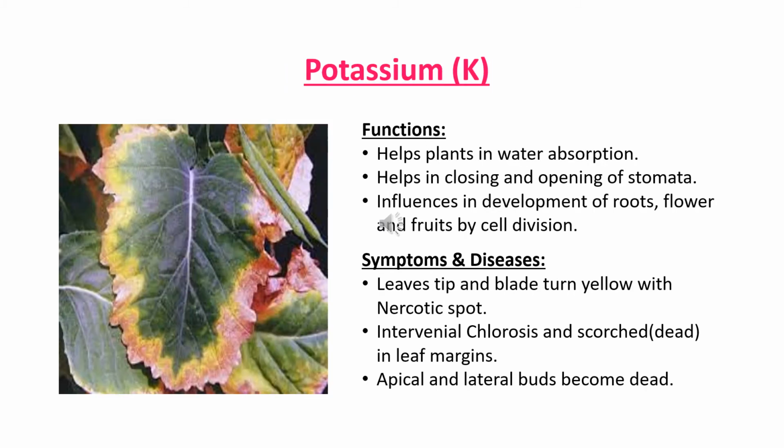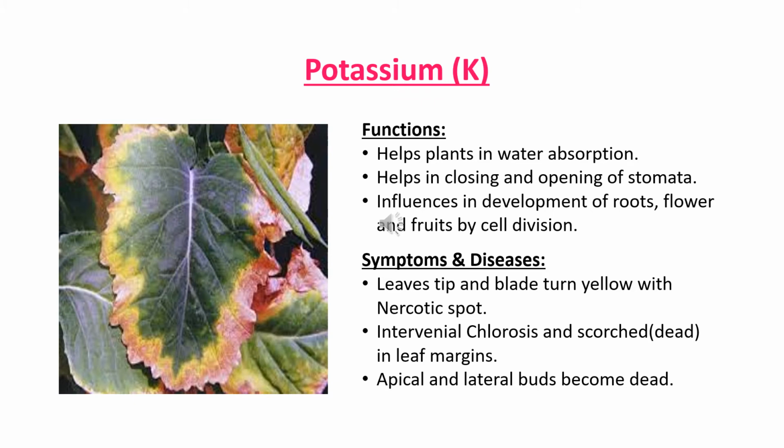Now we are talking about the nutrient potassium. What are the functions of potassium? It helps the plant in water absorption, helps in closing and opening of stomata, and influences the development of roots, flowers and fruits by cell division. The first one is the plant's water absorption. So in the presence of potassium, the plant can absorb more water from the soil through the root. And another important thing, potassium also helps the opening and closing of stomata.